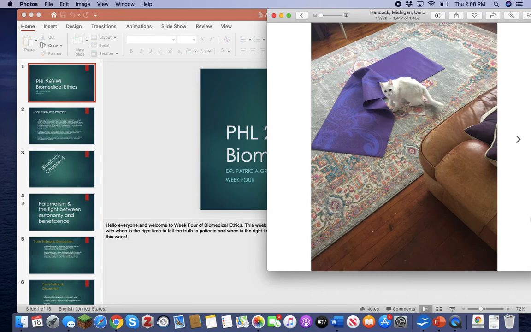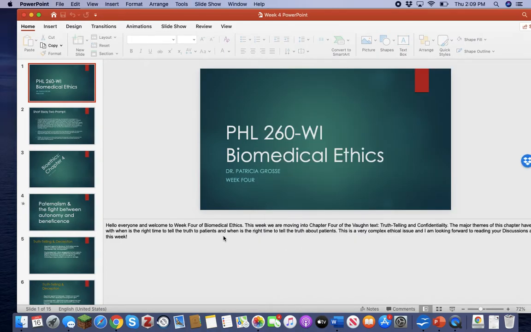You're so silly. This is Lola, and she's super cute, and she likes to attack my yoga mat sometimes because, you know what? She's just kind of rude. She's just rude.